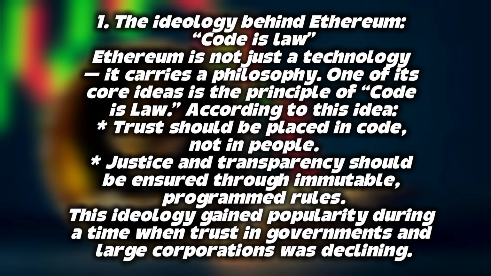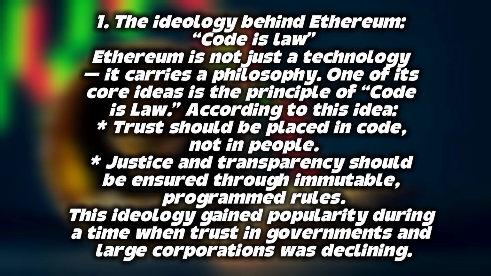1. The philosophy behind Ethereum. Code is law. Ethereum is not just a technology, it carries a philosophy. One of its core ideas is the code is law principle. According to this principle, trust should be placed in the code, not in people. Justice and transparency should be ensured through encoded, immutable rules. This ideology has gained more popularity during a time when trust in governments and large corporations is declining. This philosophy of Ethereum has led to the emergence of decentralized governance, DAOs, transparent fundraising, ICOs, and censorship-resistant media platforms.